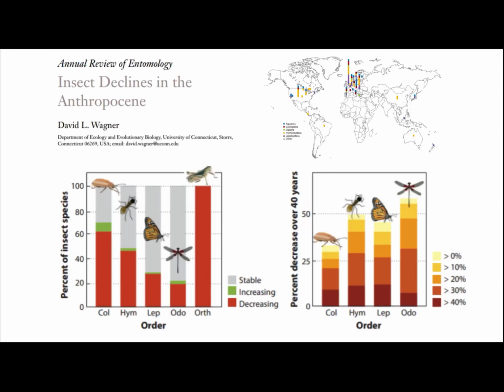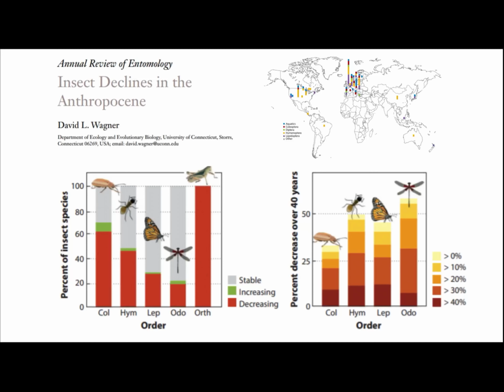One of those enigmatic declines is in populations of insects, and this is likely one of the most jarring enigmatic declines, because we really do rely on insects and the ecosystem services they provide in order to do a lot of different things. If we look at this graph on the bottom left, we can see the percent of insect species that are decreasing versus increasing and stable is shown in red.